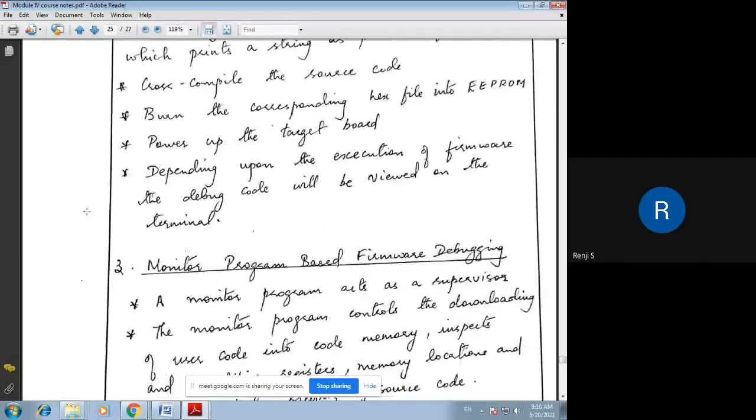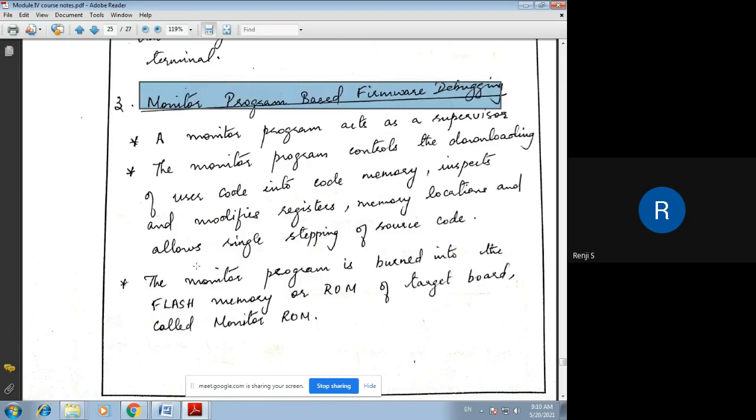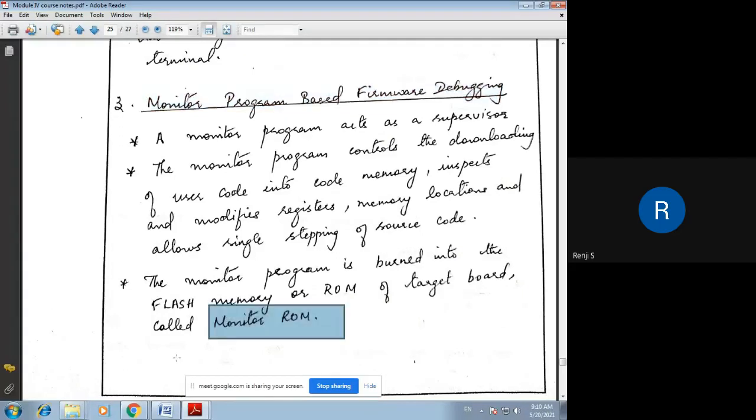Then the third method: instead of directly testing the program, we use another program called the monitor program. This monitor program directly interacts with the firmware and finds out the values of the registers and memory locations that we used in the firmware. That is called monitor program based firmware debugging. Usually this monitor program is burnt into the flash memory, and that is called monitor ROM.